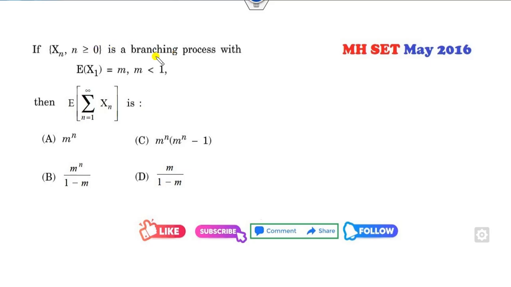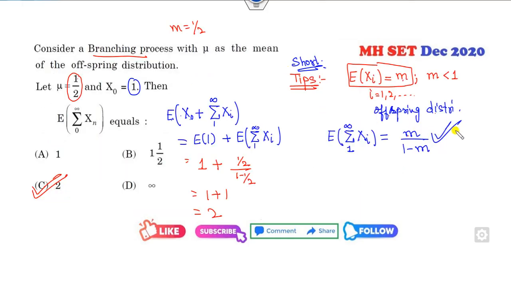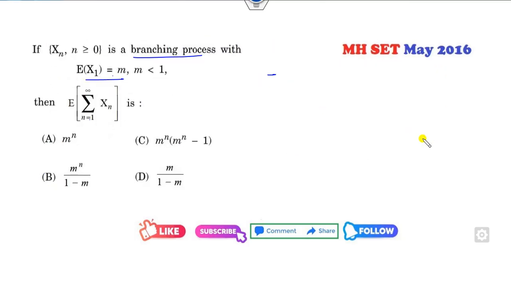Again, it's a branching process. These are the offspring probabilities. You can see the same shortcut tip as I gave you: the extinction probability, where the expected value is m, is m over 1 minus m, provided m is less than 1. So that's a straightforward answer.